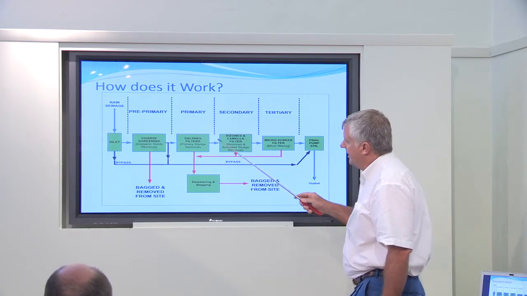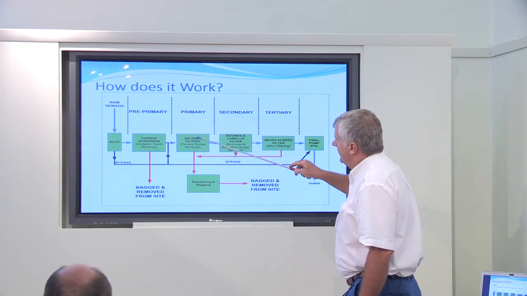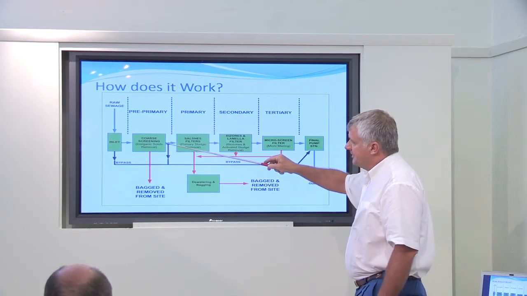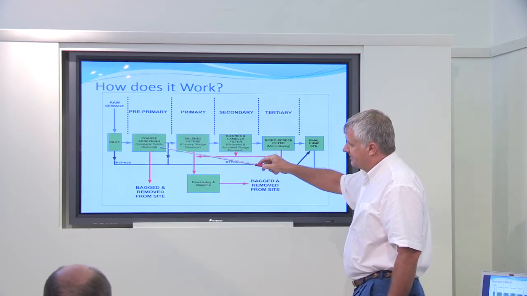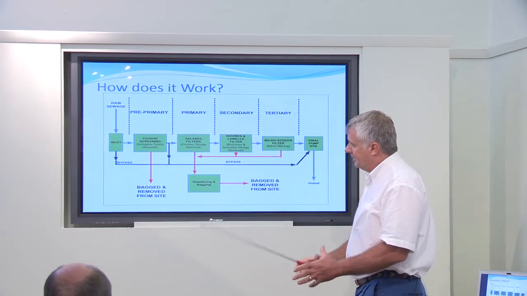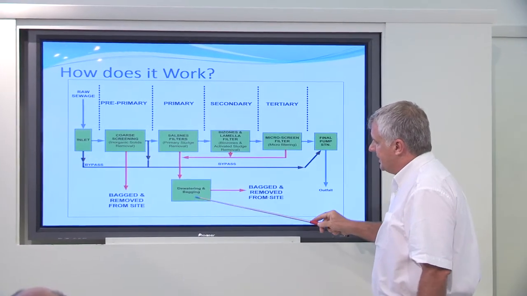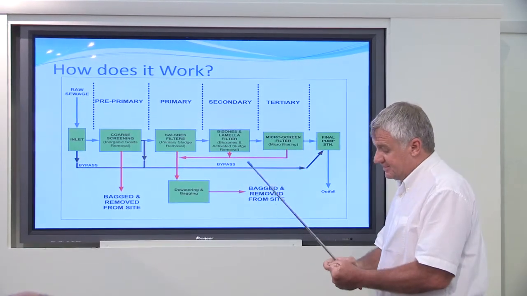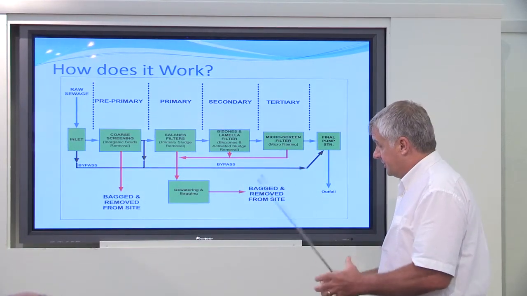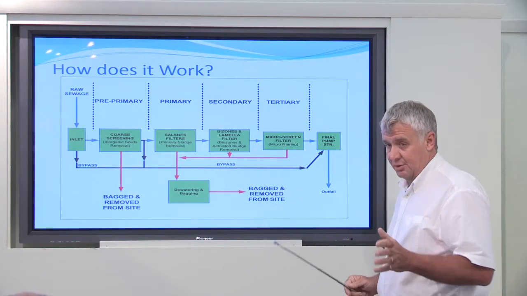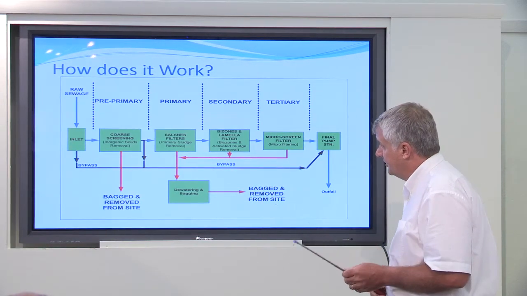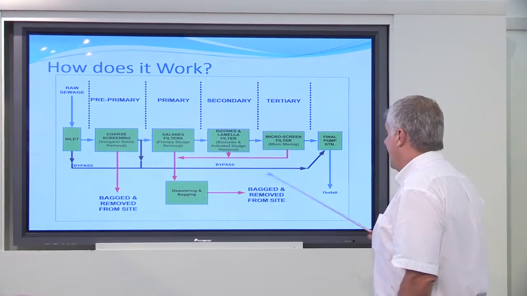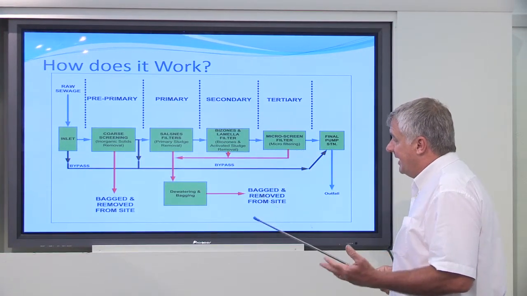Other aspects of the plant: we talk about the primary areas and removing solids. We need to actually remove those solids. So these are collected automatically in a bag and removed from site. And same with the sludge. It's dewatered so that it ends up as a cake, and it's put in large bags and it's removed from site. And we'll talk a little bit in a minute about where that all goes. The plant is designed so it can be bypassed for maintenance and so on.